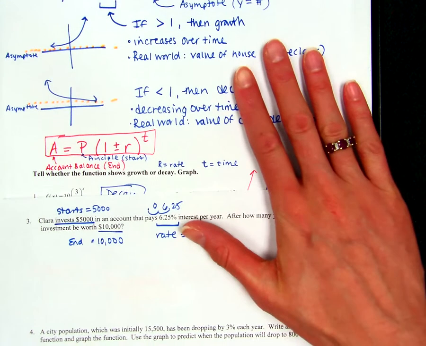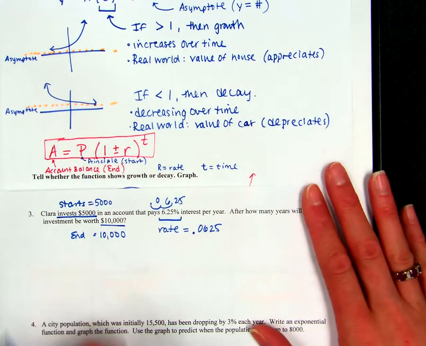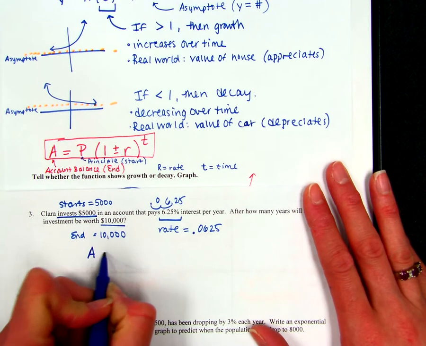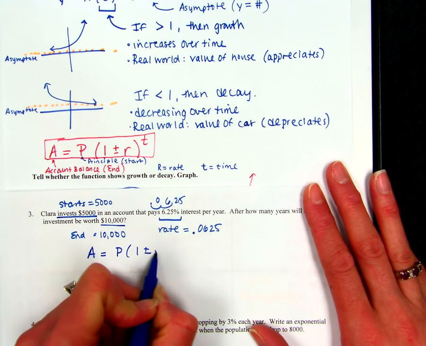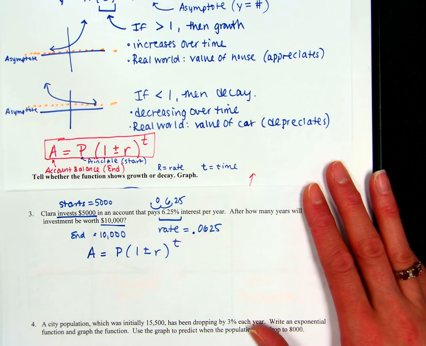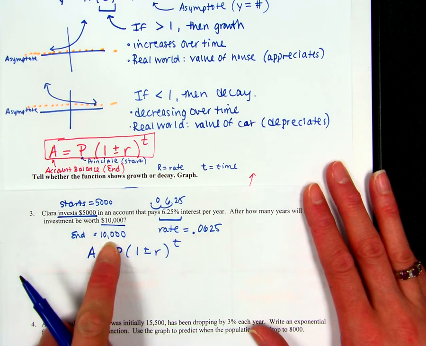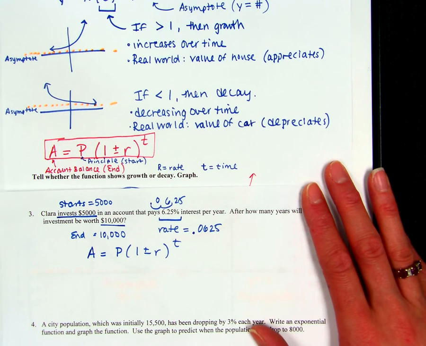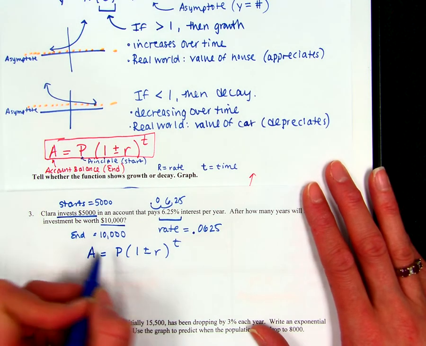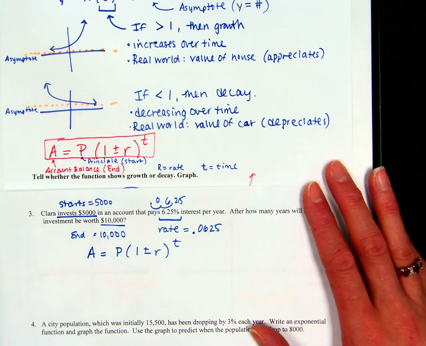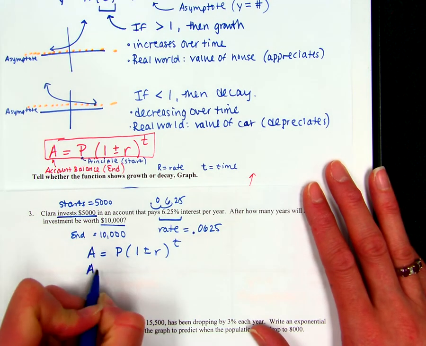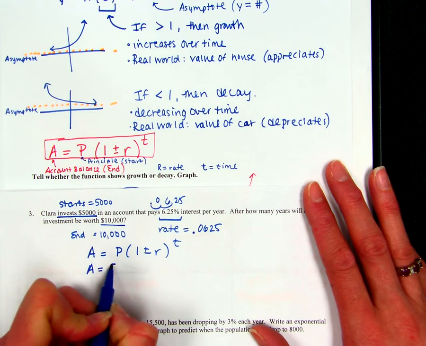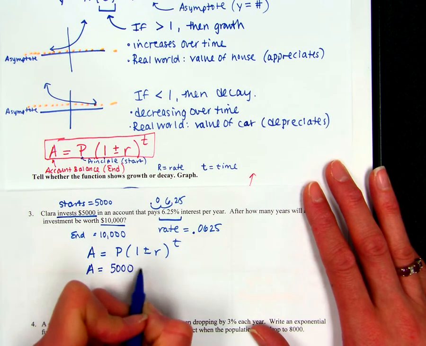And to go back to our notes from the other side, okay, this is the equation we're going to use. A equals P times 1 plus or minus r to the t. Okay, so we want to know what's our account balance. We want it to equal 10,000. We're starting with 5,000. So actually, we're going to leave this blank right here for now. Okay, so we're going to go A equals 5,000. That's what it starts with.